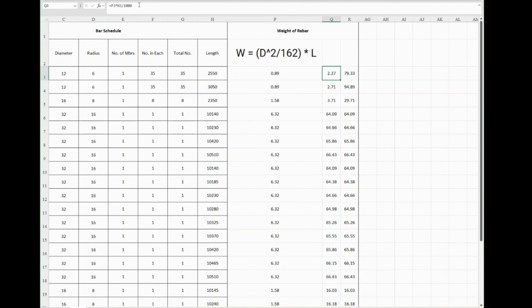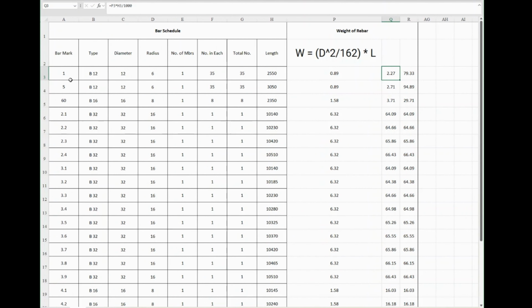Then we're multiplying them by the length. We're taking the length and bringing it back to meters. So we have 2.27 kgs for bar mark 1. We have 35 of them, so we multiply by 35. In total, we have 79.33 kgs of rebar in our B12s, bar mark 1.